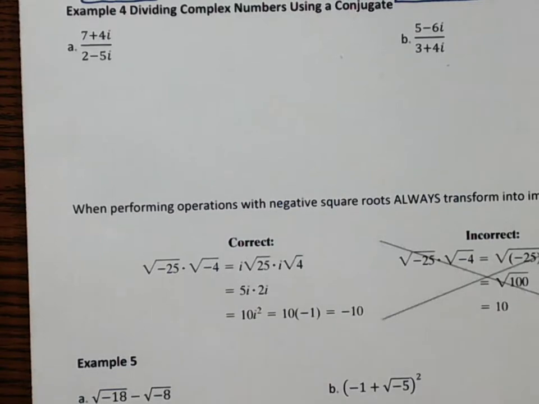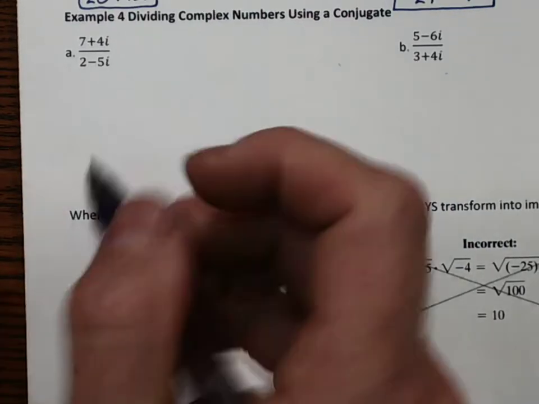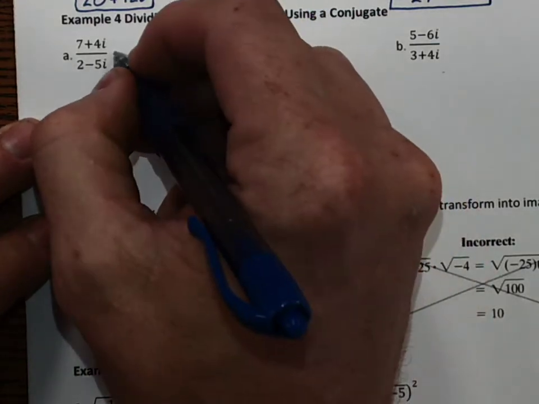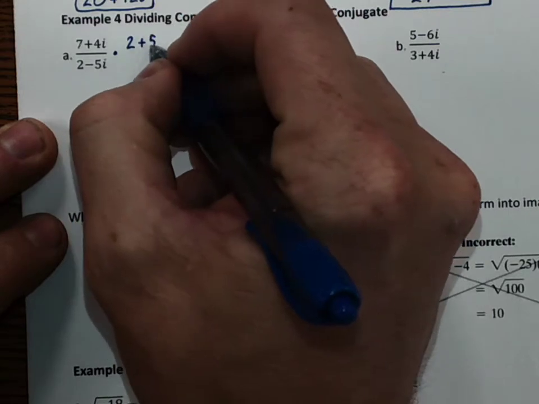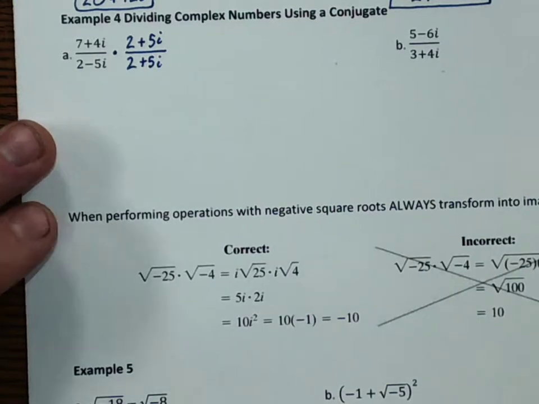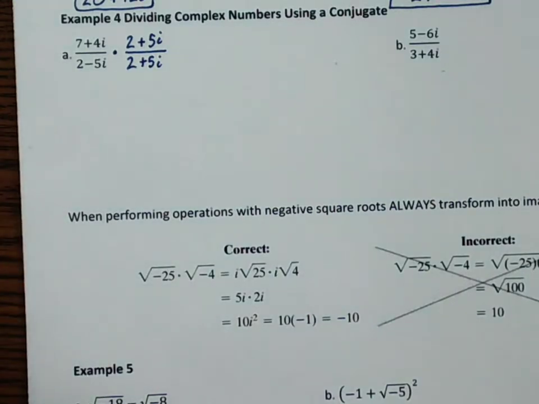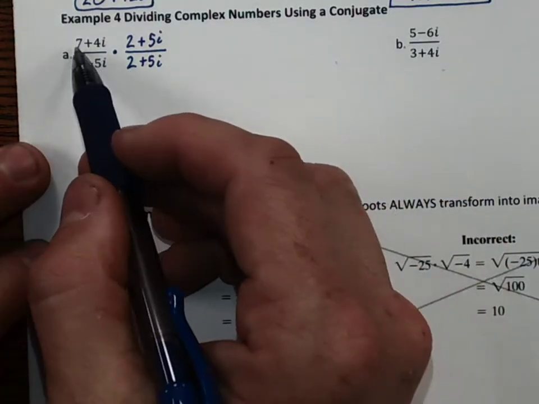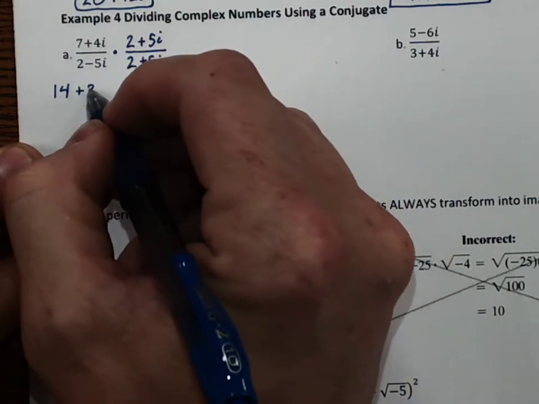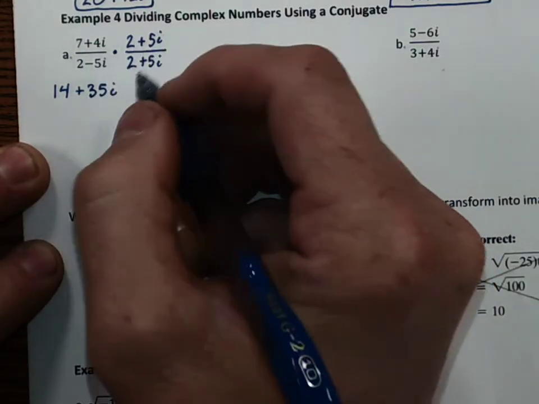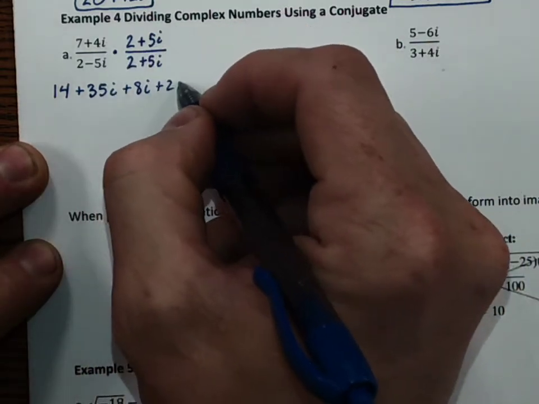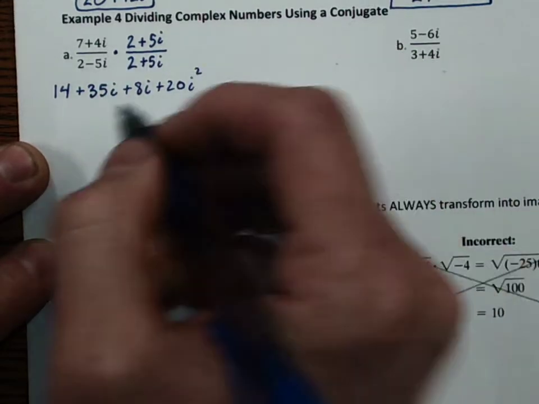Dividing complex numbers by using the conjugate. Okay, the conjugate is the opposite sign of this denominator right here. So I'm going to multiply the top and the bottom by the conjugate of the bottom, the denominator. The conjugate of 2 minus 5i is 2 plus 5i. So I'm going to take 7 times 2, which is 14. I'm going to take 7 times 5i, which is 35i. I'm going to take 4 times 2, which is 8i. And I'm going to take 4 times 5, which is 20. And i times i, which is i squared.